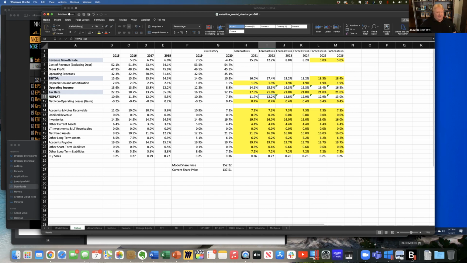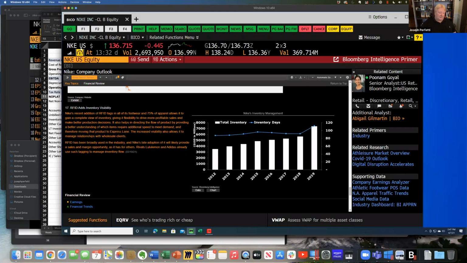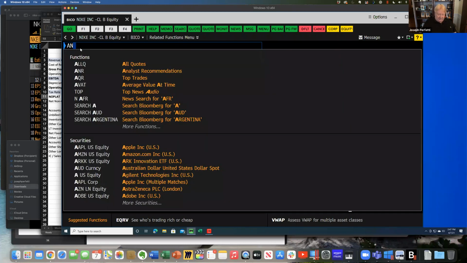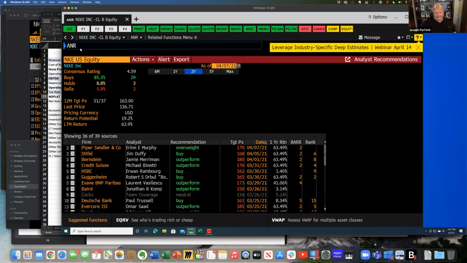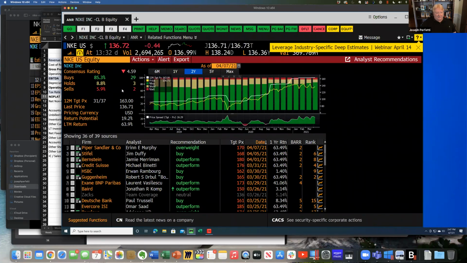You want to see how they're doing in the real world? Here's what the analysts are actually saying for their targets. Average analyst puts them at 163. You got some analysts in the 180s. There's a 180, there's a 185. You got some analysts that are lower. There's a 136. And that's the point.